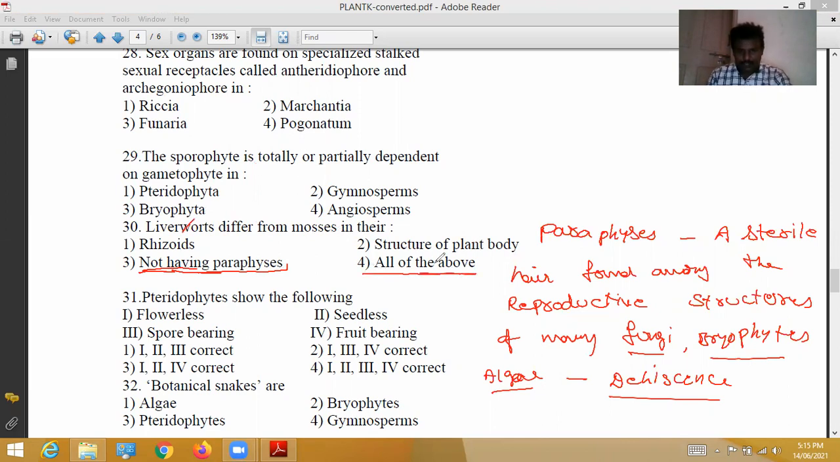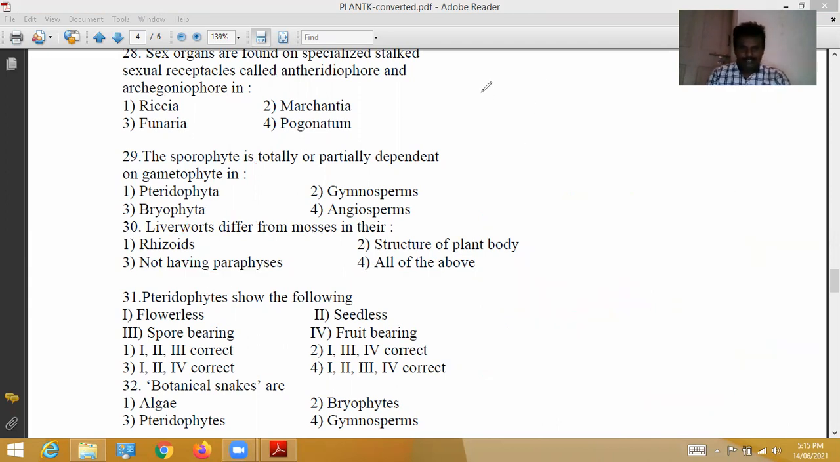Therefore, the correct option is the fourth, all of the above. Next.